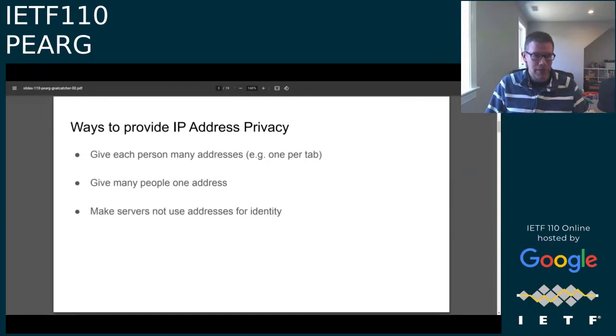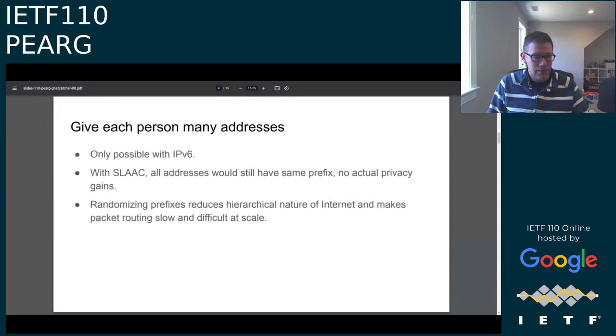So we can give each person many addresses, one per tab, one for each site you go to kind of thing. We can give many people one address, so sites can't tell which person's behind it. And we can also make servers not use IP addresses for identity. So let's look through those solutions.